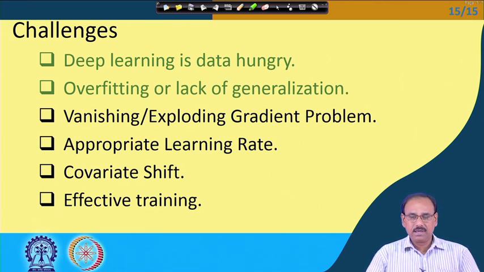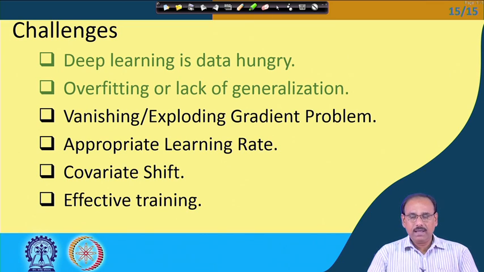And as a result, it becomes difficult for the neural network to settle onto a set of parameters, or to learn the features, because the feature distribution changes from batch to batch. We will also discuss in our later lectures how to take care of such covariate shift.